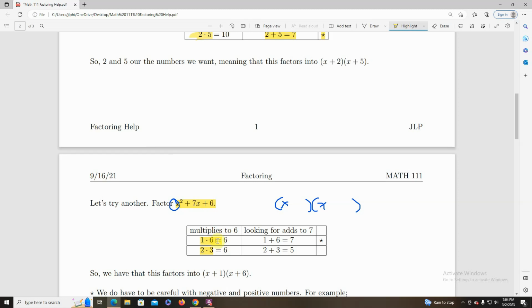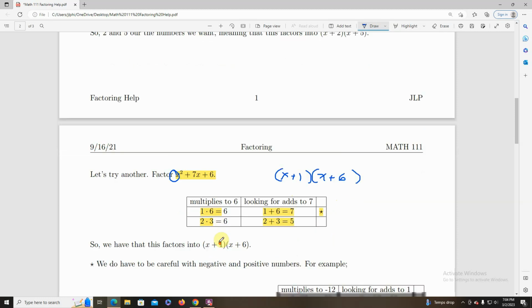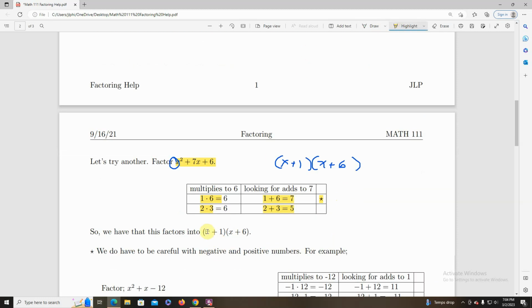Those multiply to positive 6. Which ones add to 7? 2 plus 3 is 5. 1 plus 6 is 7. So 1 and 6 both multiply to 6 and add to 7. So those must be my numbers, and they're both positive. Positive 1 and positive 6. So yay, I think factoring should hopefully feel pretty easy to you, especially if I can look at the middle number and the last number.